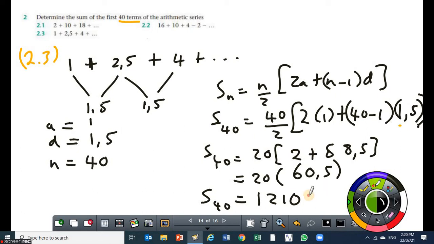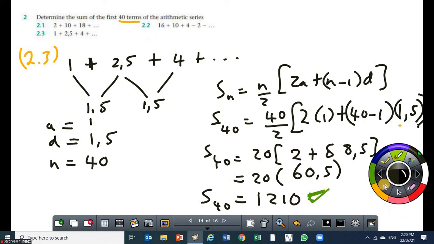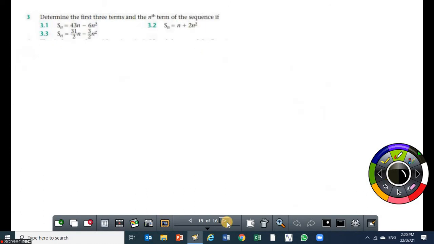I used the first formula. That's the one that I used. Now this is a very simple question. So what I did in 2.3, do that in 2.1 and also 2.2. Any question before I move on to the next one? If you don't have a question, then I'm moving on to the next one.